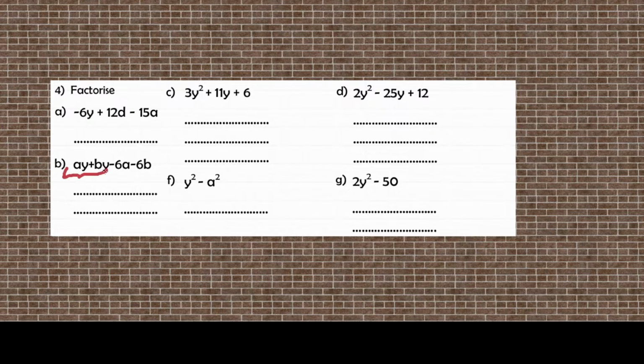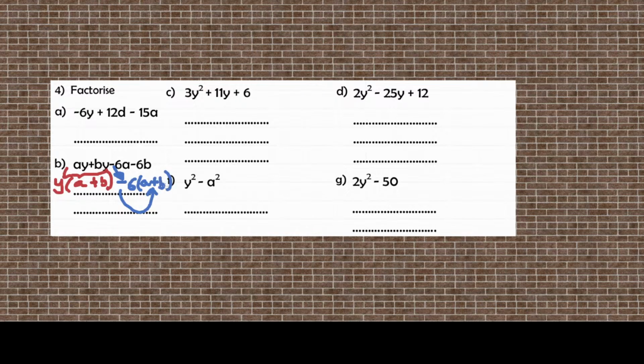First group the first 2 terms. What's the common factor? y is common. a plus b. Then comes the next 2 terms. Next 2 terms start with a minus, so let me put that minus. 6a and 6b, what's common? 6 is common. a. In order to get minus 6b, minus into what gives you minus 6b? That is minus into plus b.